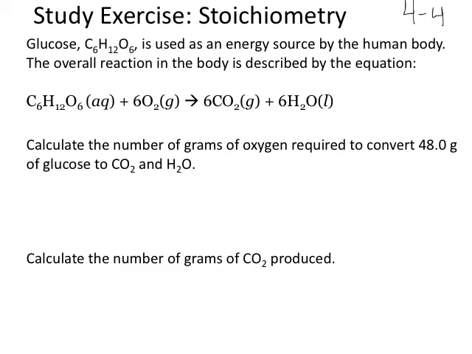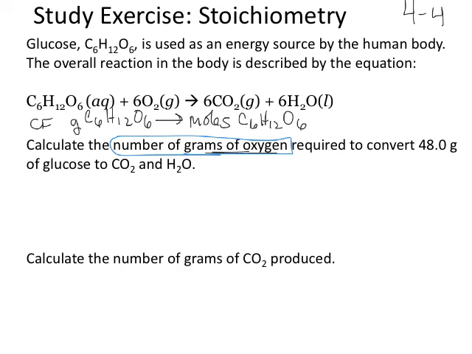So for this one, what's our conversion factor plan? We're going from grams of glucose, C6H12O6, and we've got to go straight into moles of glucose, because we can't change substances unless we're in moles. And it wants the number of grams of oxygen. You see, we read the question, number of grams of oxygen. So where are we going to go? We're going to go from moles of glucose to moles of oxygen, and then we can go to grams of oxygen.